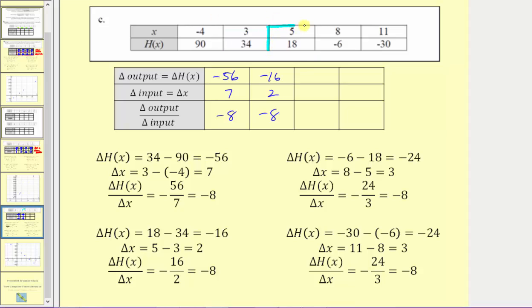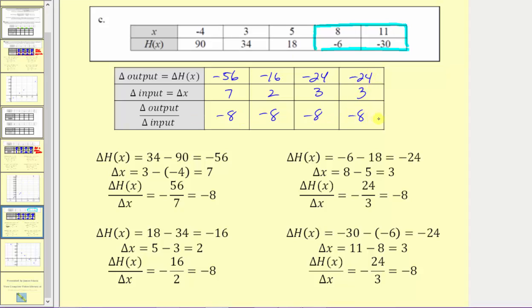Using these 2 points, the change in the output, or the change of h of x, equals -24. The change of x is 3, the rate of change is -8. And then finally using these 2 points, the change in h of x is -24, the change in x is 3, and the rate of change again is -8.